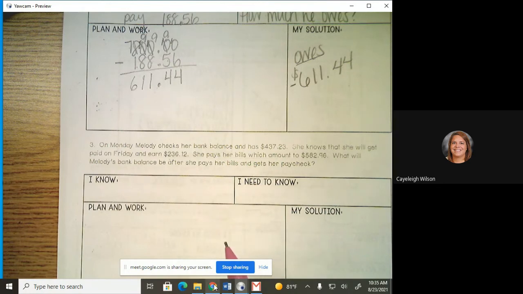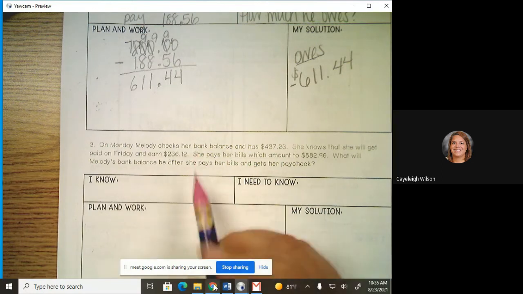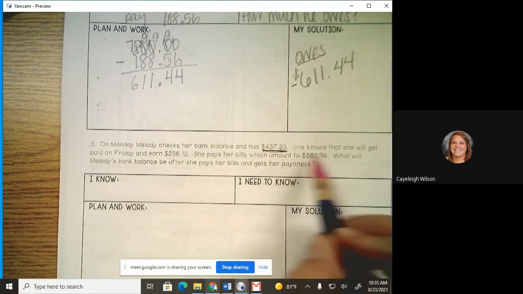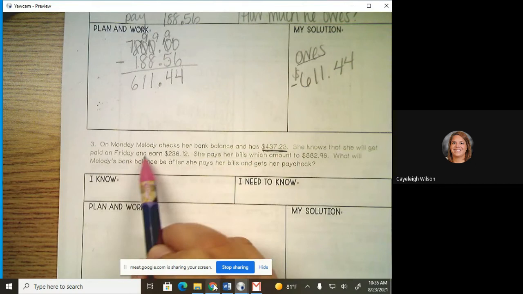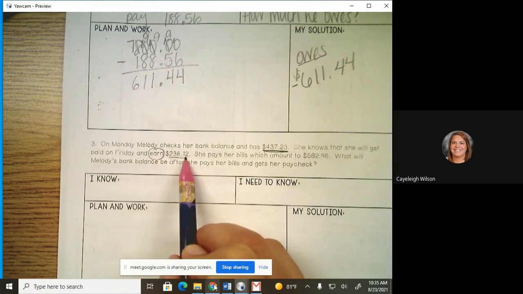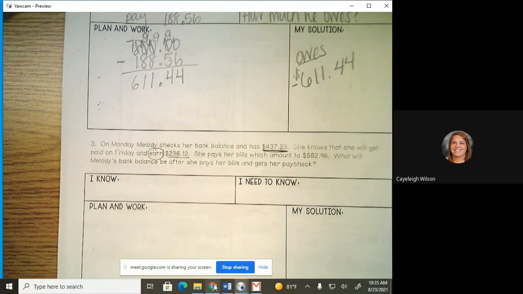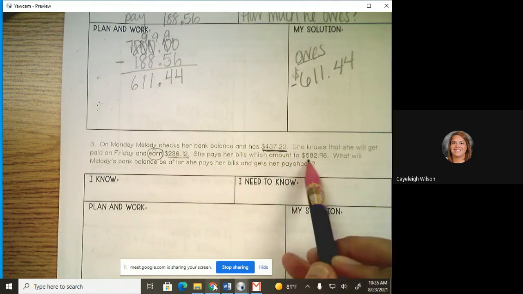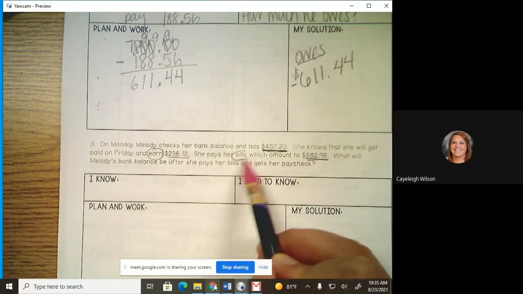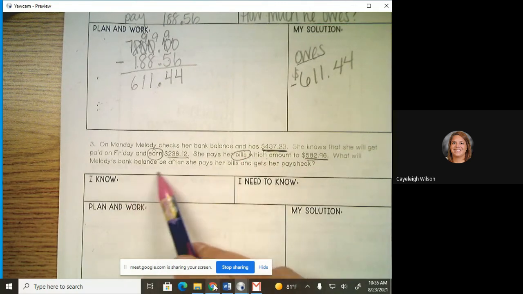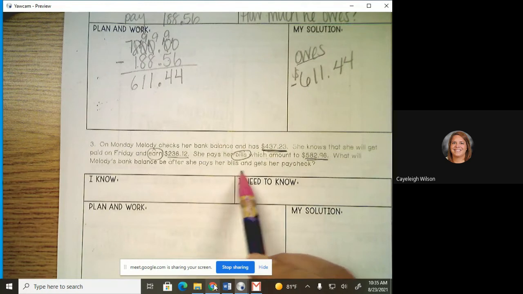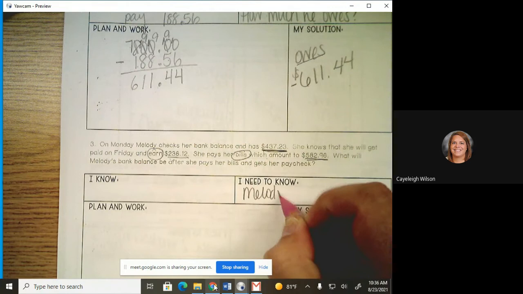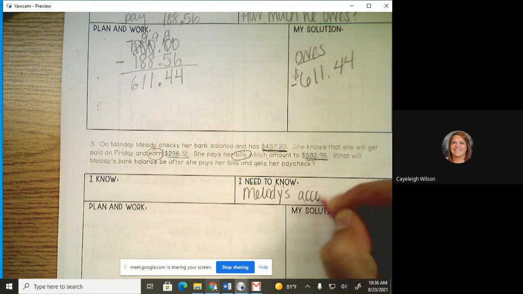So I'm going to go back and read it again. She checks her bank balance, and this is how much she started with. She knows that she will get paid on Friday and earn $236.12. She pays her bills, which amount to $582.96. What will Melody's bank balance be after she pays her bills and gets her paycheck? So we need to know Melody's account balance.